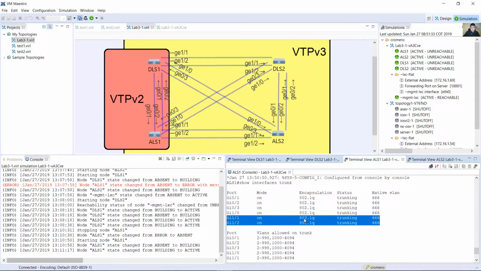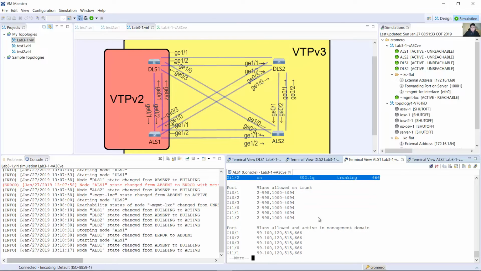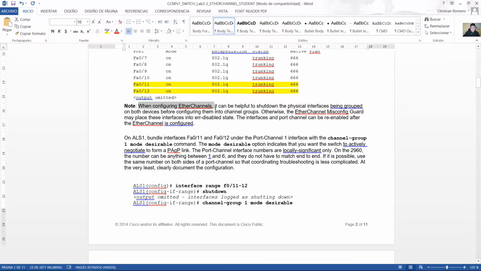Native VLAN encapsulation. When configuring EtherChannels, it can be helpful to shut down the physical interfaces being grouped on both devices before configuring them into channel groups. Otherwise, the EtherChannel misconfigured may place these interfaces into error disabled state. The interfaces and port channel can be re-enabled after the EtherChannel is configured.